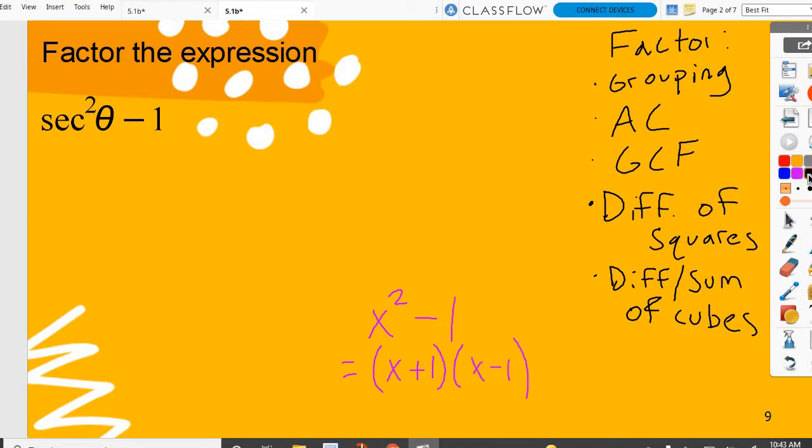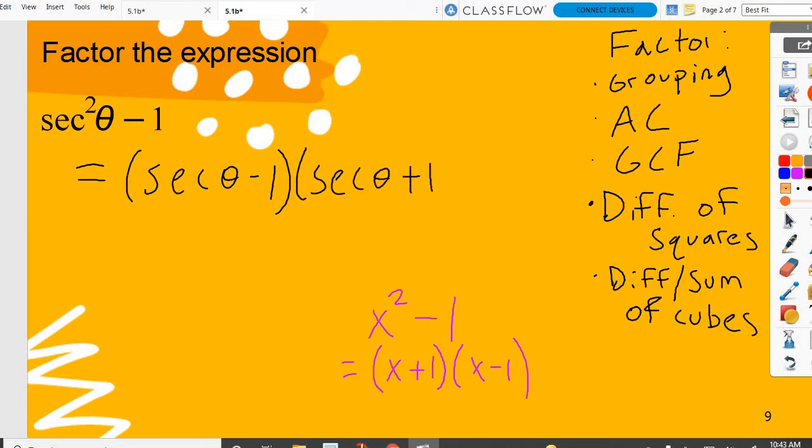So what does that mean here? What are we going to factor this to? Secant minus 1 and secant plus 1. Agreed. I meant secant of theta. Oh, look, we have an answer. Is that the answer? That is our answer. We factored it. Nope, that's our answer. That's the simple part.